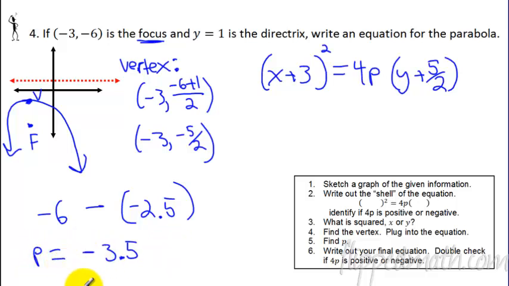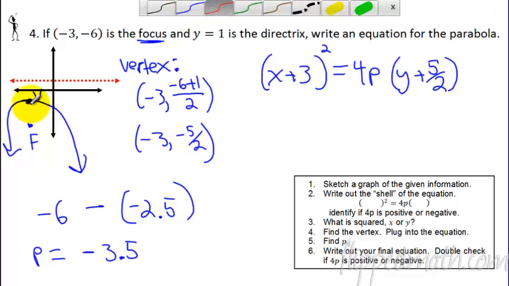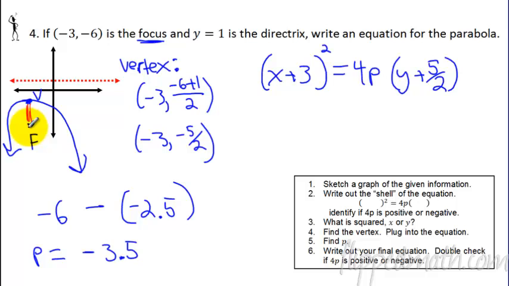That's this distance right there. So you can just subtract the two numbers and you get the value of p. So p is negative 3.5. Now the thing is we want to do 4p. So if you multiply this by 4, what does 4p equal? Double that, I get 7. Double it again, you get 14. So 4p is 14.